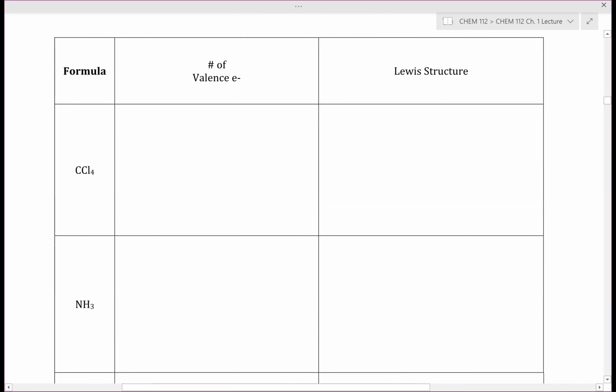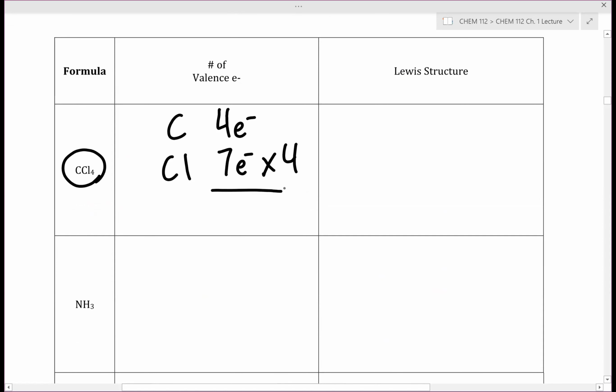So CCl4, carbon tetrachloride. First things first, I'm going to count my total number of valence electrons. Carbon is a 4A, so it contributes 4 electrons. Chlorine contributes 7 electrons, and we have 4 chlorine atoms. That gives us 32 electrons total to work with. Now, looking at the electronegativities, carbon is the least electronegative element, so I'm going to put carbon in my center, and I'm going to surround it with my 4 chlorines.